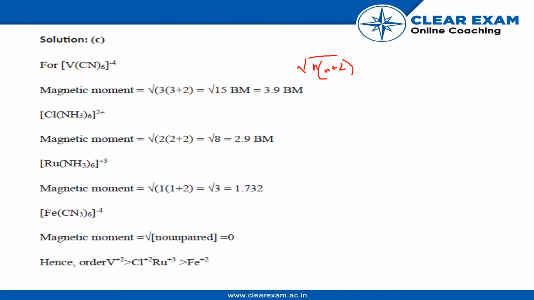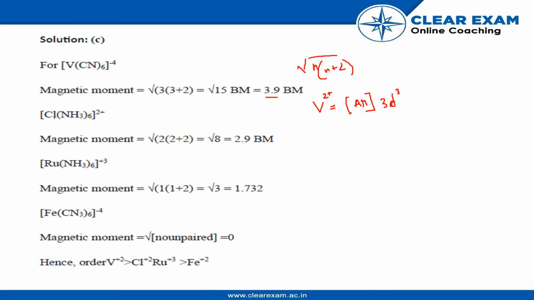So for the first, that is vanadium 2 positive, we will first do the electronic configuration. For vanadium 2 positive, it is argon 3d3. It means it has 3 unpaired electrons, so it would be 3 into 3 plus 2 whole under root. That would come out as root 15, which is 3.9.